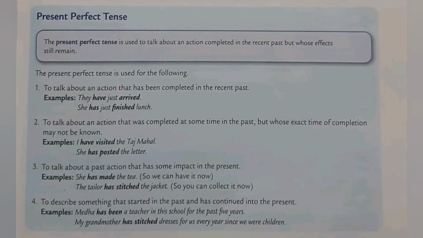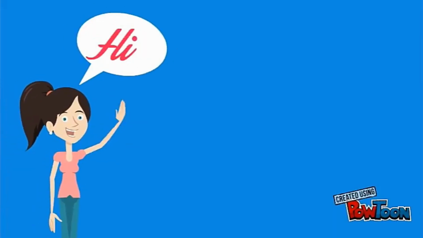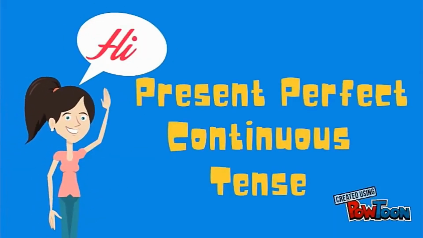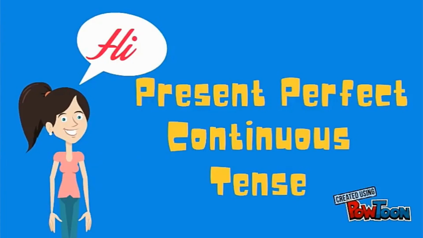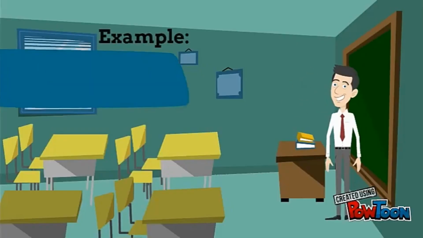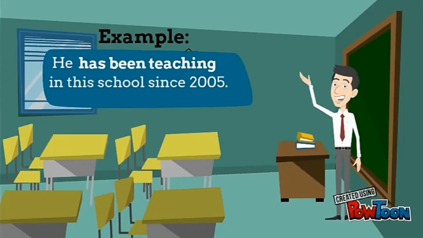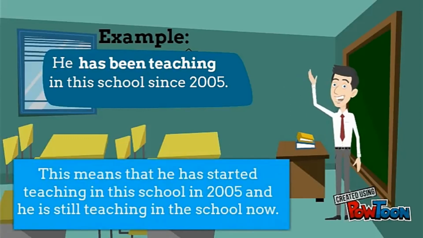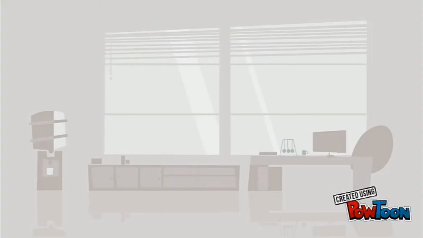Let's move to the next tense, or the last tense in present, that is present perfect continuous tense. Now I will show you what is a present perfect continuous tense. It is used to express a continued or ongoing action that started in the past and is continued until now. For example, he has been teaching in this school since 2005. This means that he started teaching in this school in 2005 and he is still teaching here.